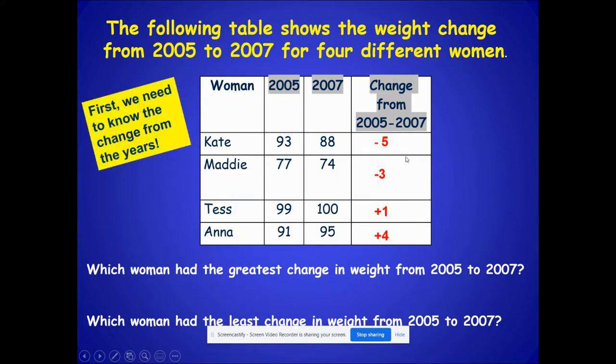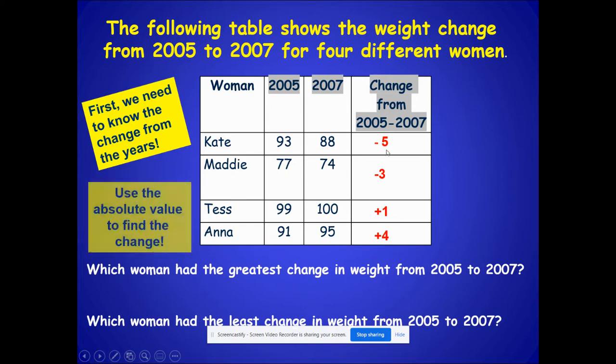So the absolute value of a negative 5 is 5. The absolute value of negative 3 is 3. The absolute value of a positive 1 is 1. And the absolute value of a positive 4 is 4. Now our question reads, which woman had the greatest change in weight from 2005 to 2007?